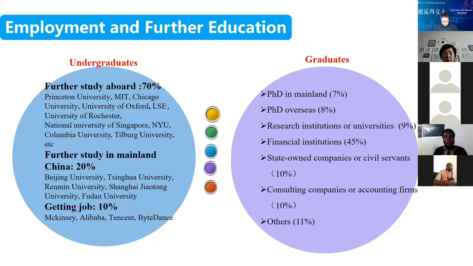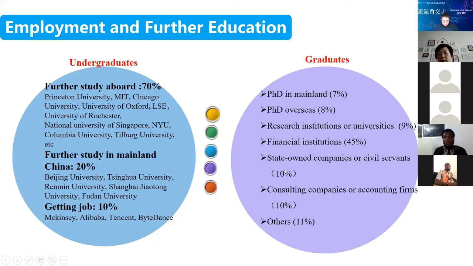And 20% of them stay in mainland China for further study, like Beijing University, Tsinghua University, Renmin University, Shanghai Jiao Tong University, and Fudan University as well. And only 10% of them get a job directly, but they basically can enter very famous companies like McKinsey, Alibaba, Tencent, and ByteDance.